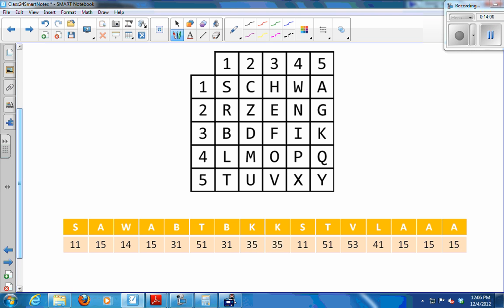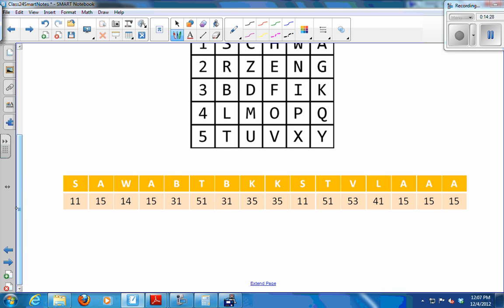So I start out writing Schwarzenegger, right? But after I do the N, the only letter I haven't used yet is the G. Then you fill in the rest of the alphabet. Any letter that wasn't used in Schwarzenegger, you put in the grid in alphabetical order. Okay, so here's my message. It was SAW, ABT, BKK, STV, LAAA.